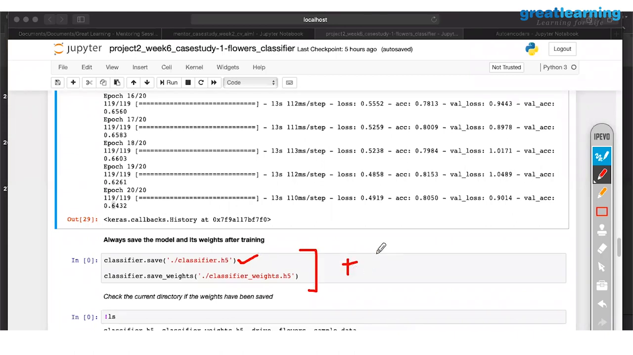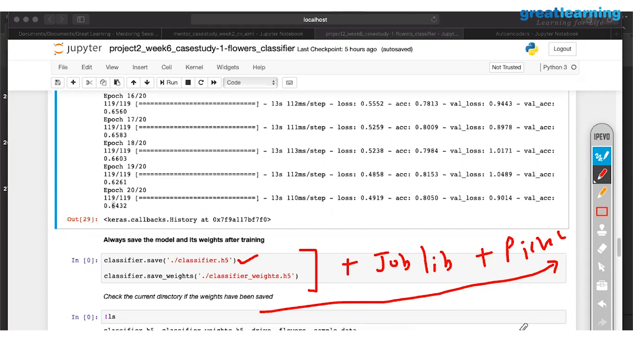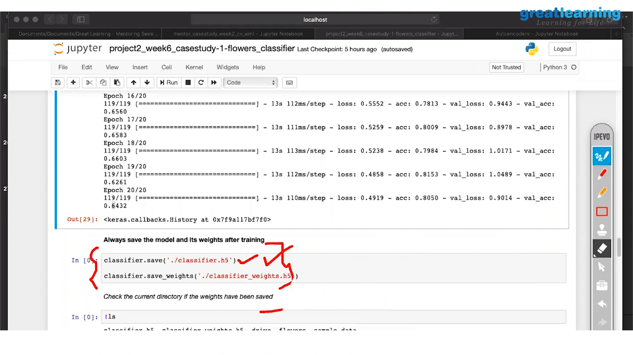Another way is called joblib. There is a library called joblib which does it, or there is something called pickling. If you want to see all these 3 today, I will show you down the line. Usually in computer vision, we do this one. We don't do joblib and pickling. For machine learning, I can say these 2 are good. In machine learning, we don't have weights to be stored, but here we have an option. Either you store the classifier itself or the weights, any of this.